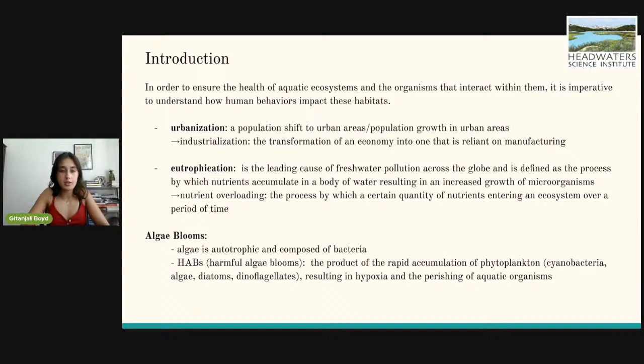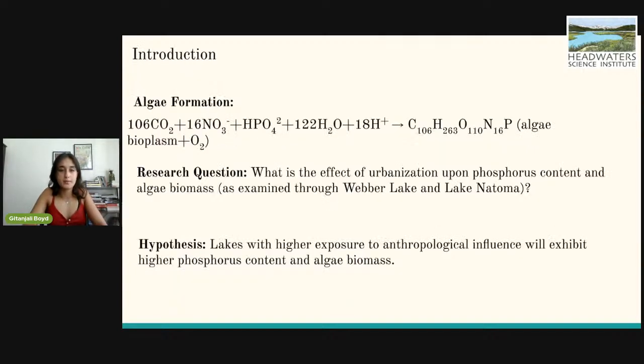As for what exactly algae blooms are, algae is an autotrophic organism, meaning that it produces its own food rather than consuming other organisms, and it's composed of bacteria. HABs, or harmful algae blooms, are the product of the rapid accumulation of phytoplankton, resulting in hypoxia and the perishing of aquatic organisms. This equation shows how these algae masses come to be. As you can see, nitrate and phosphoric acid are two of the reactants. Nitrate contains nitrogen and phosphoric acid contains phosphorus, and these are the nutrients we're referring to when we talk about eutrophication.